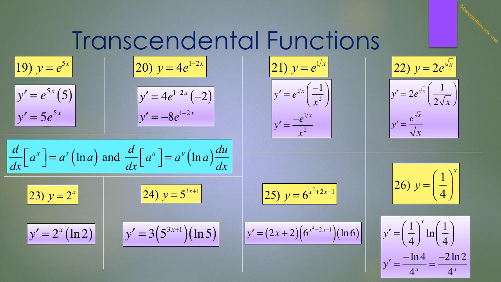And in 26, we have y equals 1/4 to the x, and therefore the derivative is 1/4 raised to the x times the natural log of 1/4. And the natural log of 1/4 can be written as the natural log of 1 minus the natural log of 4, and the natural log of 4 is 2 natural log of 2. We can also take the 1/4 to the x and write that as 1 over 4 to the x. So our final answer is negative natural log of 4 over 4 to the x, or negative 2 natural log of 2 over 4 to the x.